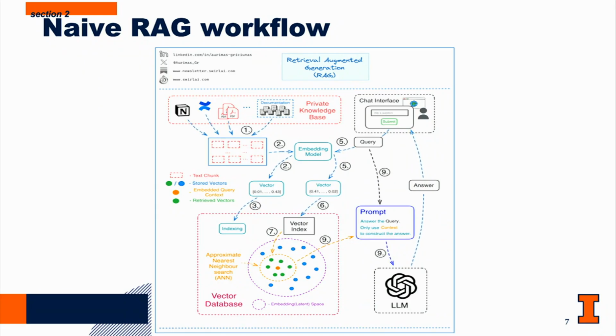Hello everyone, my name is Qinglong, and this is a naive RAG workflow overview. This workflow can be separated into 5 modules. First we have our knowledge base and retrieve module, the prompt module, the large language model as generator, and the user interface as a chat box.